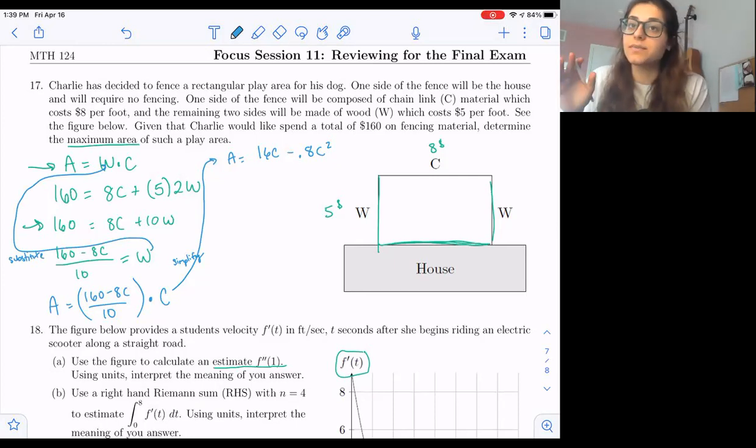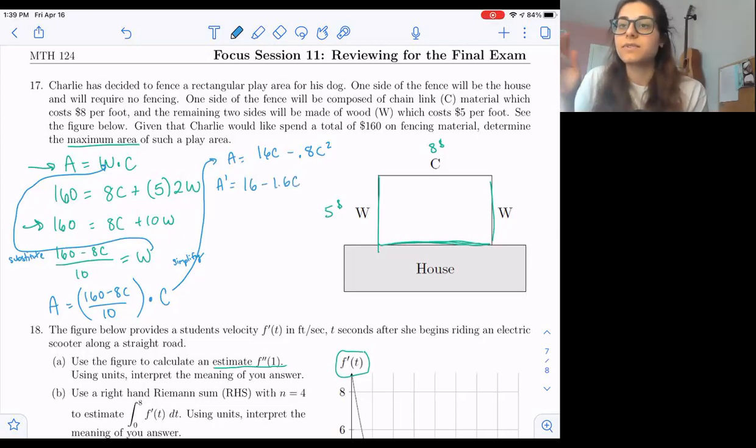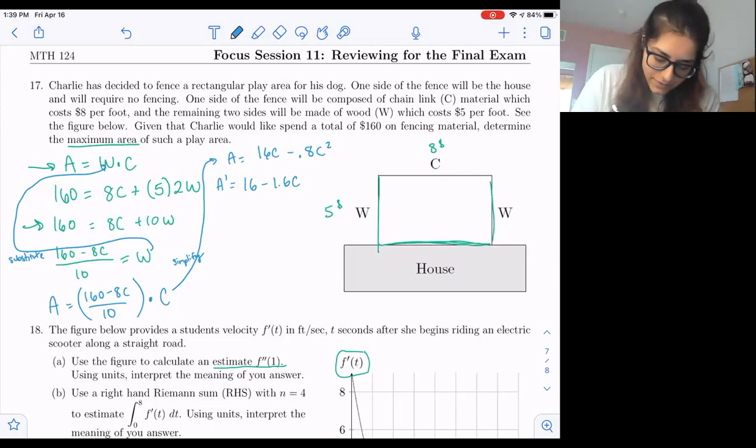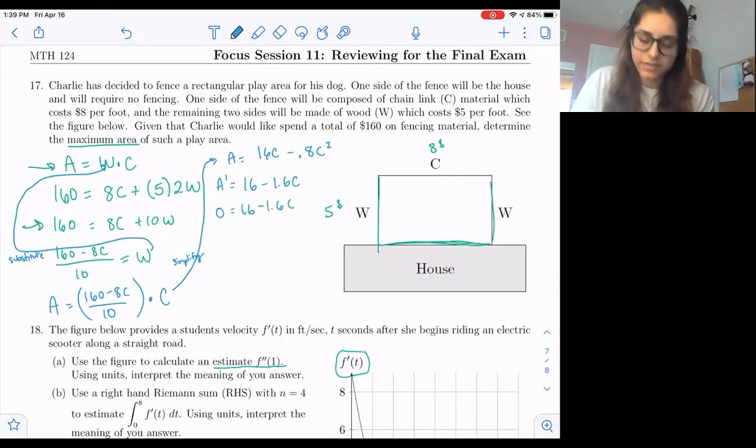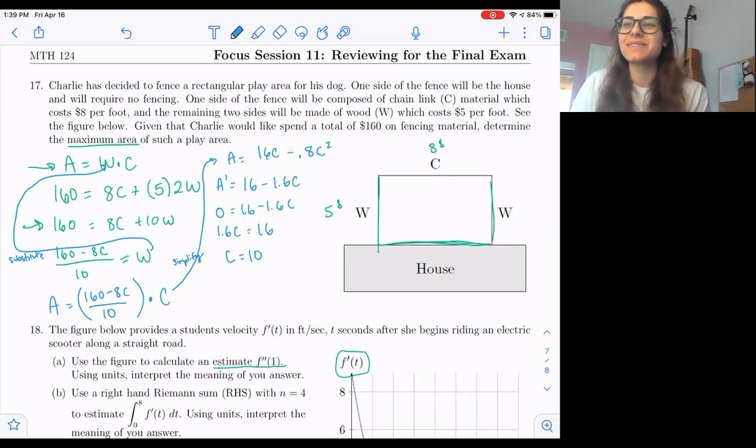All right, so now I want to take the derivative so I can find the maximum area. If I set that derivative of A equal to 0, I can find the minimums and maximums, the critical points. So I'll take the derivative, I get 16 minus 1.6C. Set that equal to 0 so I can find critical points. So 0 equals 16 minus 1.6C. Move the 1.6C over to the left, and then we'll divide both sides by 1.6. I think we get C equals 10. Yes, we do. Okay, so C equals 10.